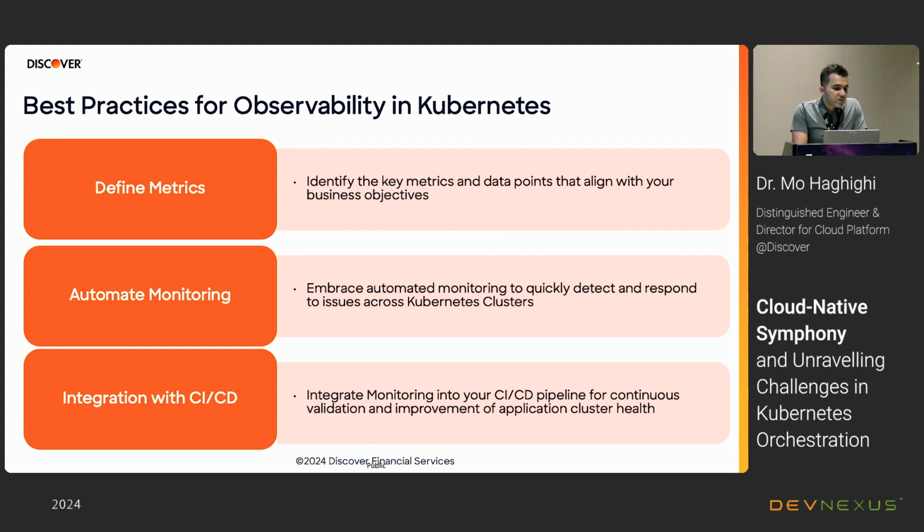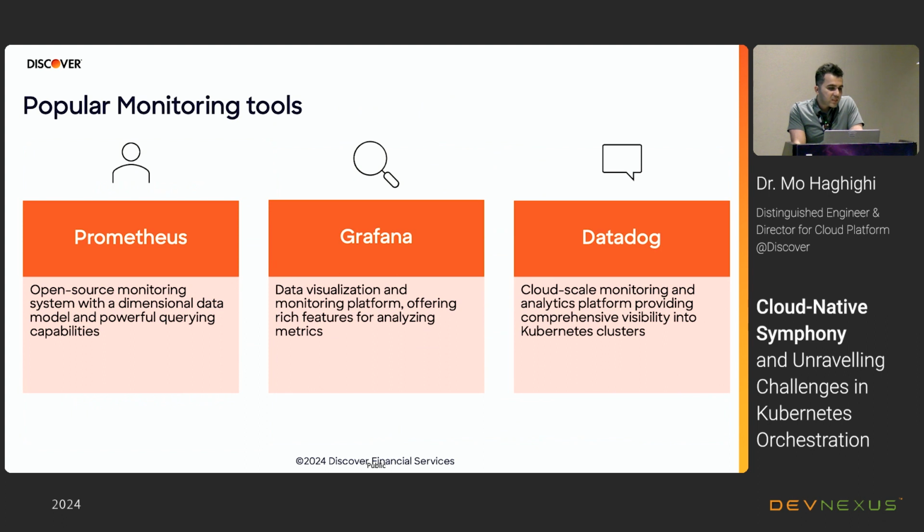And integration with CI/CD gives you the ability for validation, testing, and checking, which I think most critical services need. And the last one, popular monitoring tools: Prometheus, Grafana, Datadog, they're out there. And again, there are so many others, like Instana and AppD. But those are great ones for cloud-native applications, and they're open source.